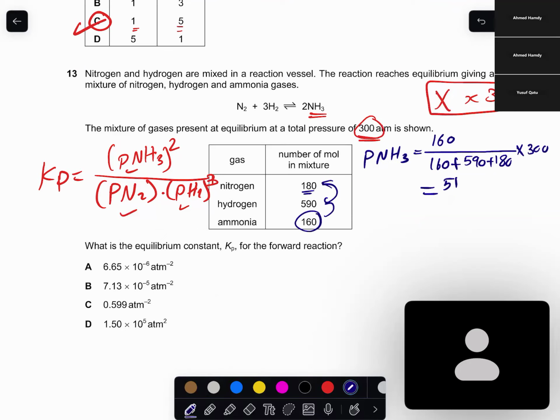51.6129. The pressure of hydrogen equals the mole fraction of hydrogen, which is 590 over the total, which is 160 plus 590 plus 180, times 300 equals 190.32.